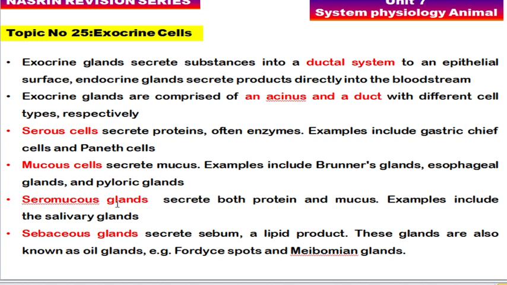Next is the seromucous gland, which will secrete both protein and mucus. An example is the salivary gland. Next is the sebaceous gland, which will secrete sebum, which is actually a lipid product. So these glands are also called oil glands. Examples include Fordyce spots and Meibomian glands.